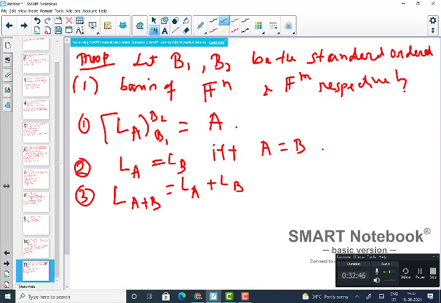Similarly, if you take the product of matrices where the product exists, obviously m cross n and n cross p, then if you take the product, maybe A and C, the matrices m cross n and n cross p, it will be nothing but the composition of the individual maps. So this will be LA and LC.